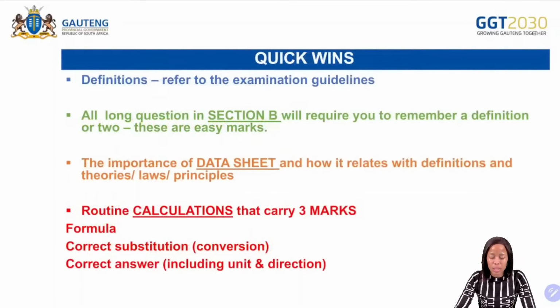Now your quick wins in terms of paper 1: you need to know the definitions. And for all the definitions, you need to refer to the examination guidelines. Remember, for the definitions, you are either going to get 2 marks or nothing. So you need to make sure that all the definitions, you get them specifically from the examination guidelines. Then the next one, all long questions in section B will require you to remember a definition or 2, and these are easy marks.